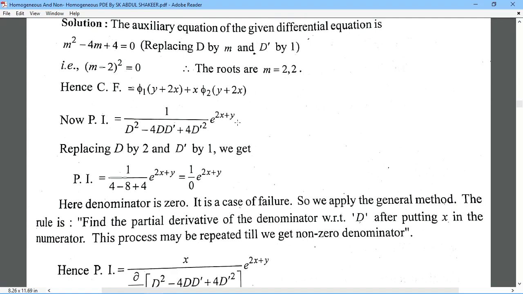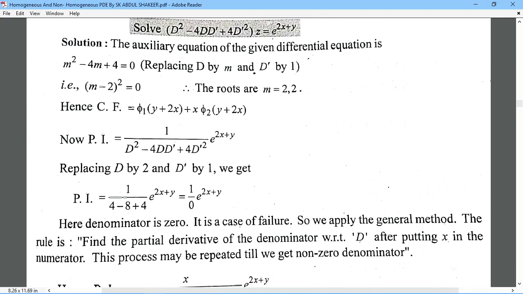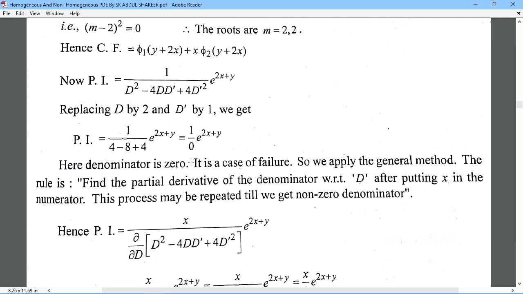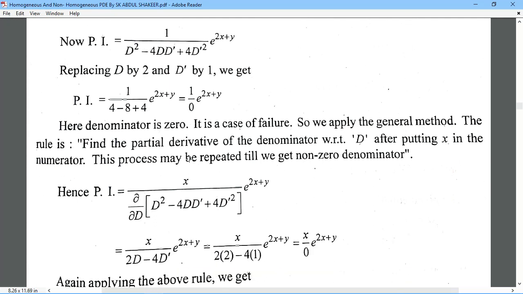Now coming to the particular integral, the formula is 1 by f of D D dash equal to function of x, y. Here we have to replace D equal to 2 and D dash equal to 1. Replacing these values, we get the denominator as 0. Whenever the denominator is 0, the case is known as a failure case. So we apply the general method. General method means the rule is to find the partial derivative of the denominator function with respect to capital D.